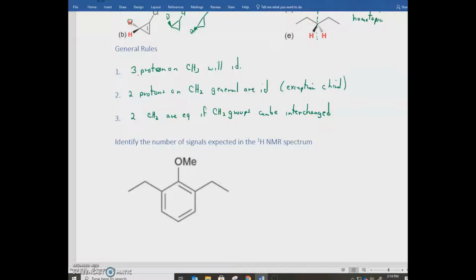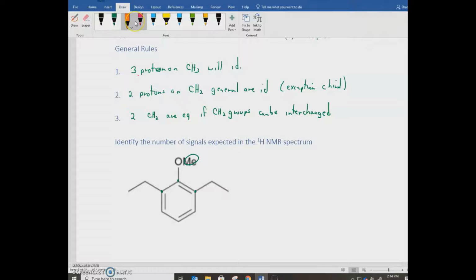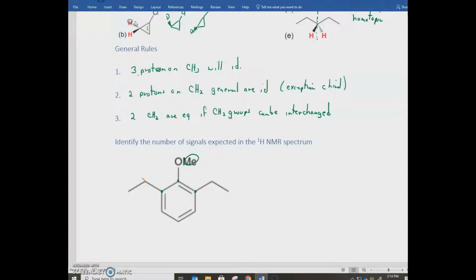So this is a methyl group. It's going to have 3 hydrogens on it. They're all going to be the same. So that's one signal. Okay, there are no hydrogens here, no hydrogens here, and no hydrogens there. Let's get my different colors out here. There are 2 hydrogens here that are going to be identical to each other because there's no chiralness involved. These 2 will be identical to the ones on the other side.